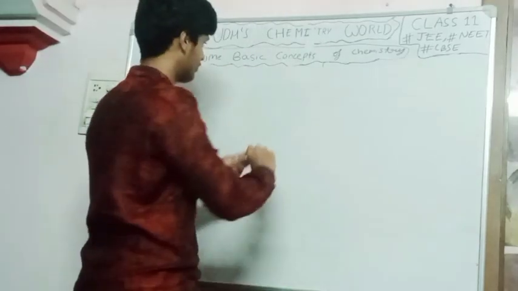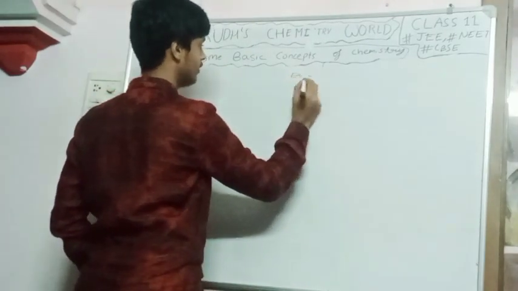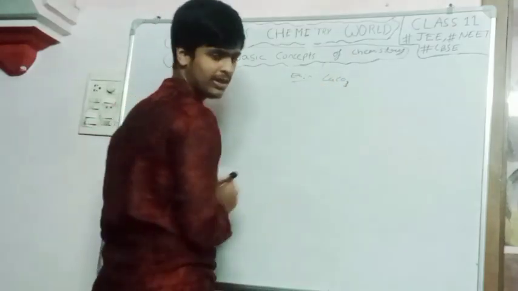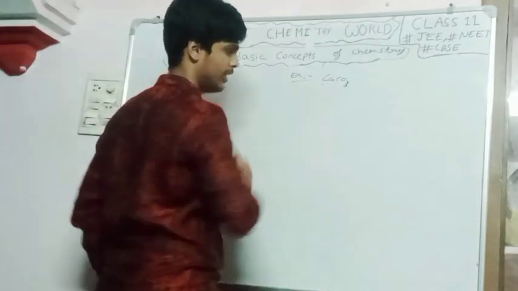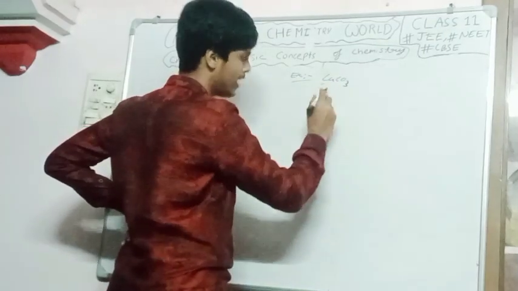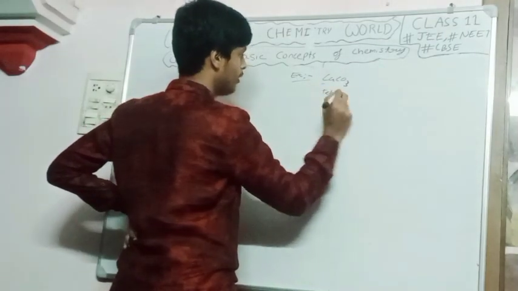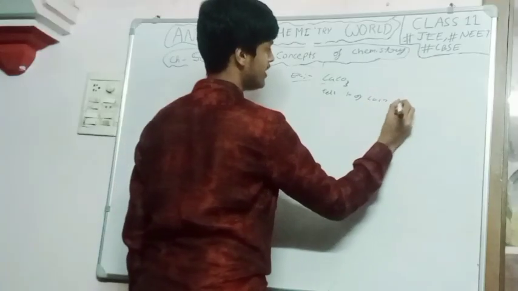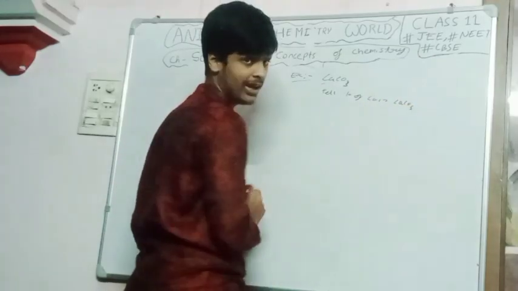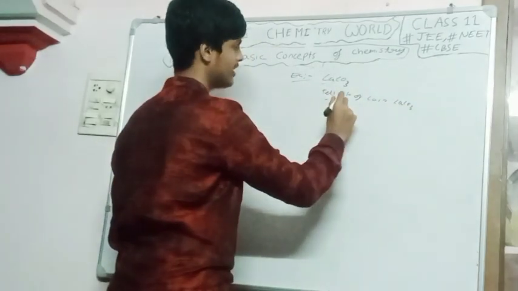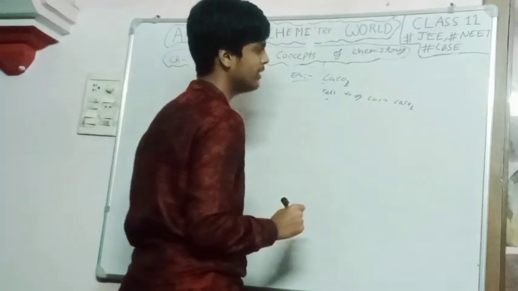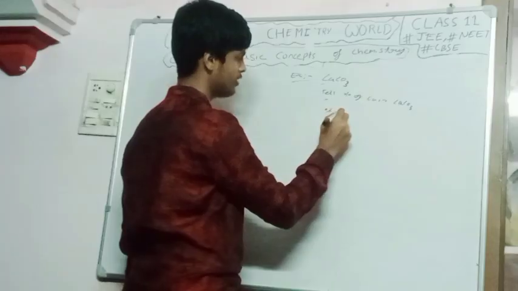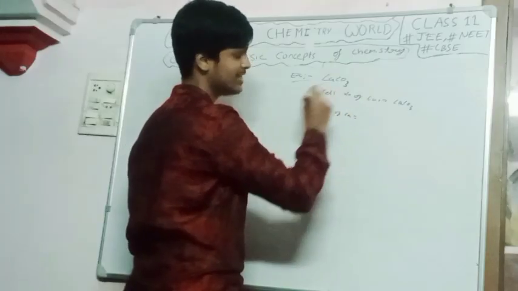If I give you the example of CaCO3, what is CaCO3? It's calcium carbonate. Tell the percentage of calcium in CaCO3. What did I ask? Tell the percentage of the element calcium in CaCO3. The formula for the percentage of an element is the percentage of calcium in CaCO3.